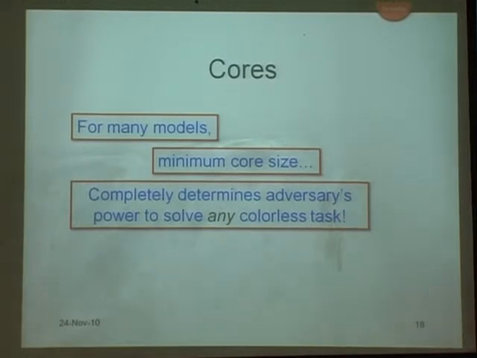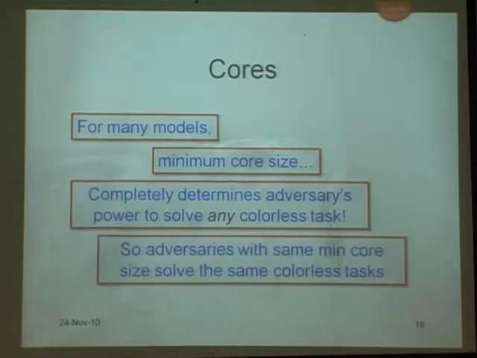This is not true for colored tasks, because with colored tasks you're allowed to discriminate between nodes, and core size doesn't work. But if your task is a colorless task, then core size is all you need to know, for the models that we'll be looking at. And for all I know, it's true in general, but I can't be sure that somebody can't come up with a pathological case. So if you want to go and buy a distributed system from IBM or Raphael or someone, then you should ask them, what's your minimum core size?